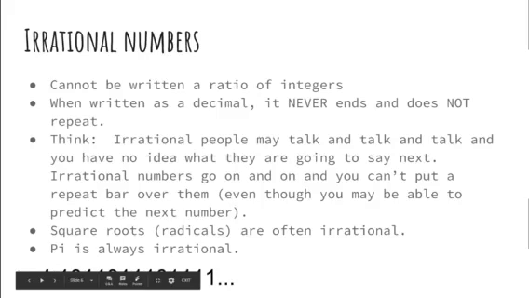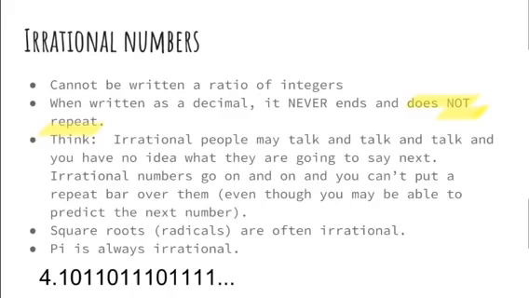We've got, well, this one is hidden from us. It is 4.101101101111..., which means that it goes on. I know what that pattern is. It's adding another 1 every time. But let me see, that's supposed to be irrational. And it's because it does not repeat. We could not put a repeat bar over this, even though we know the pattern. Okay, so that's why that one is irrational.